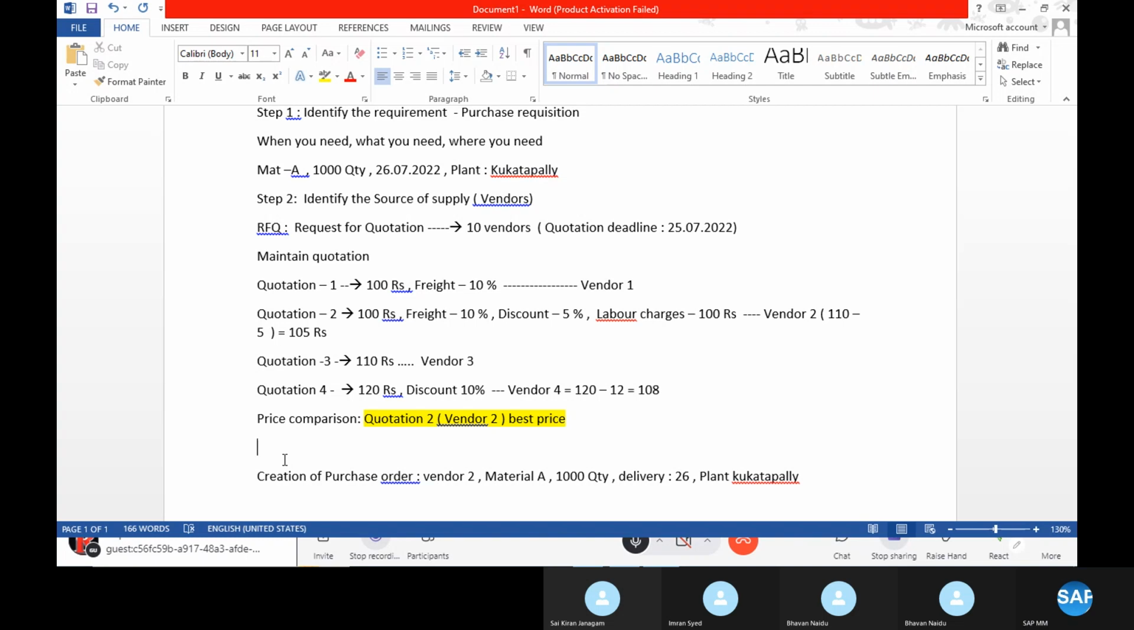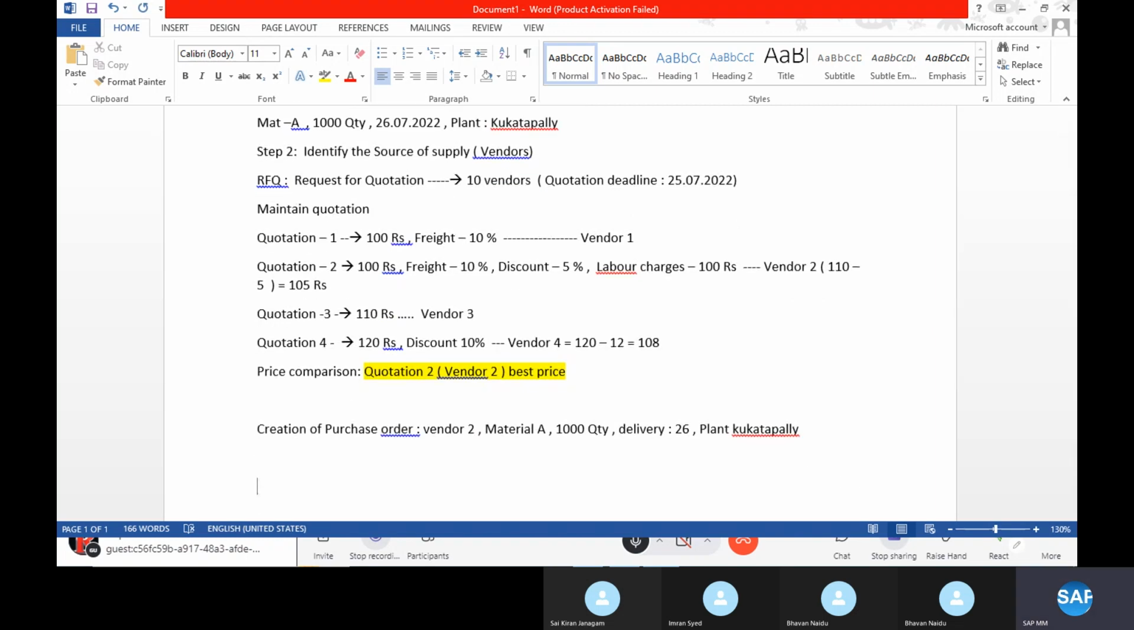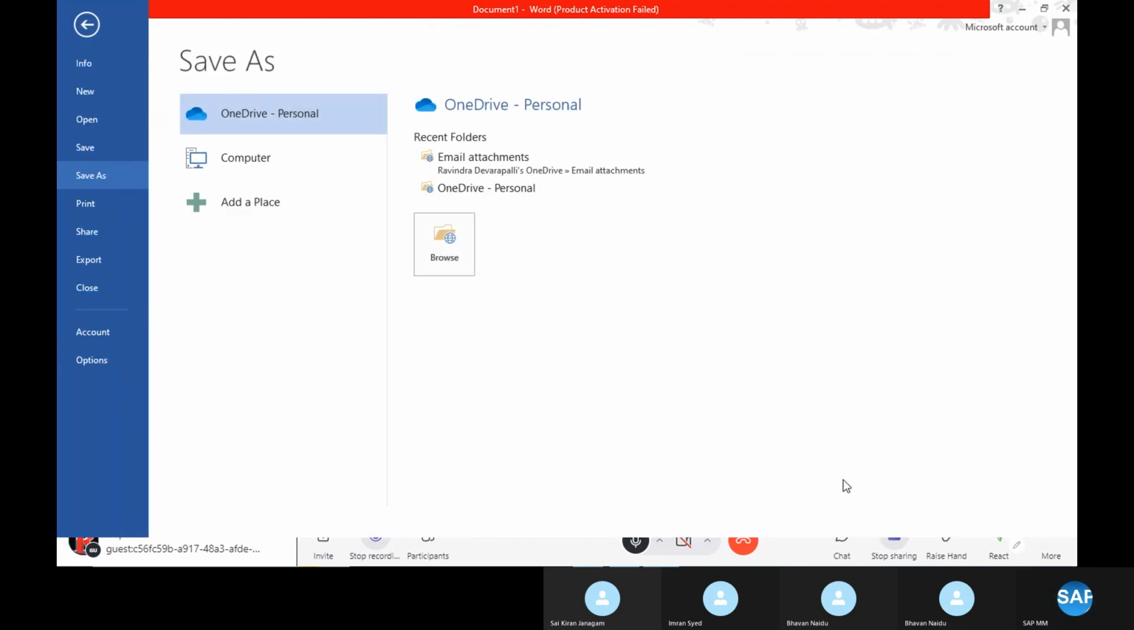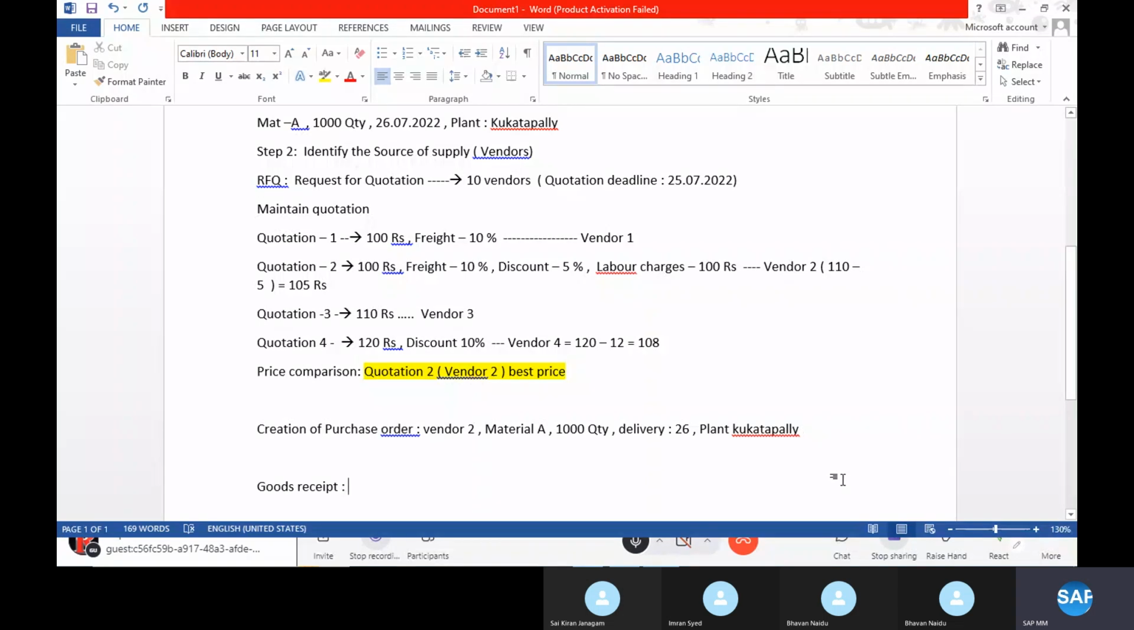Okay, once I receive that confirmation, now I assume that I got the stock. Once you receive the stock, what will you do? You will do the goods receipt. What do you mean by goods receipt? I am receiving the stock from the vendor.